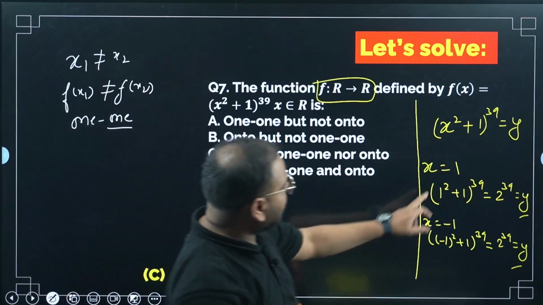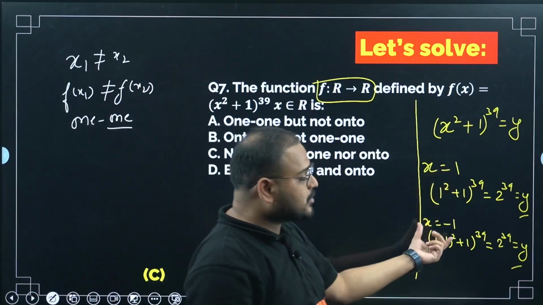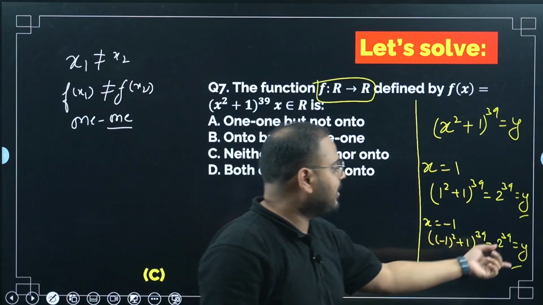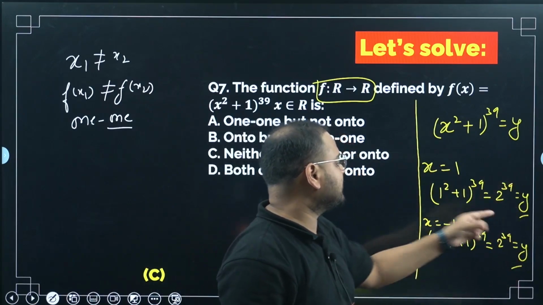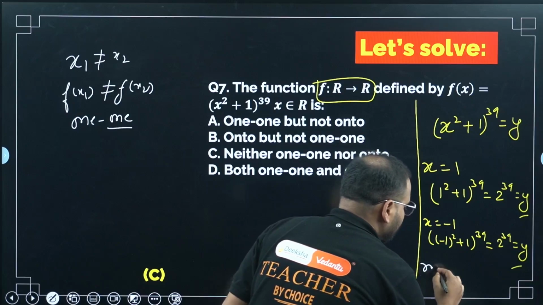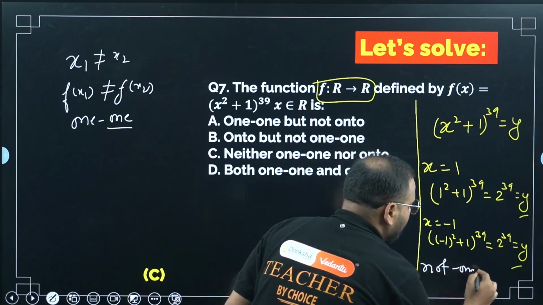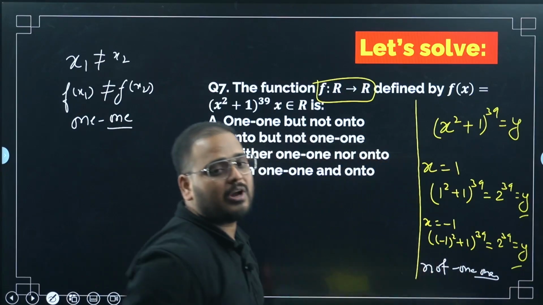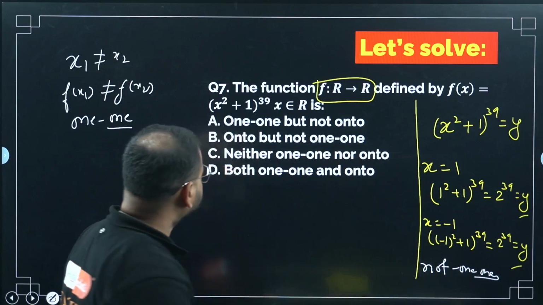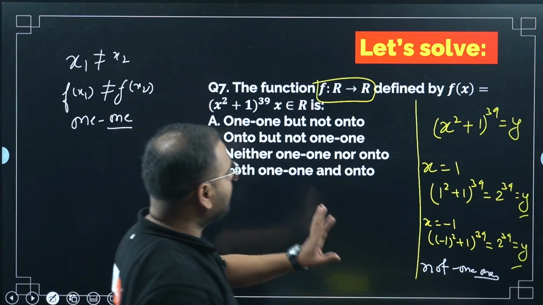But see here, x1 is equal to 1 and x2 is equal to minus 1. They are not equal, but the y values are equal, 2 power 39 in both cases. So it is not 1-1. It is many-one. So the first part is done.